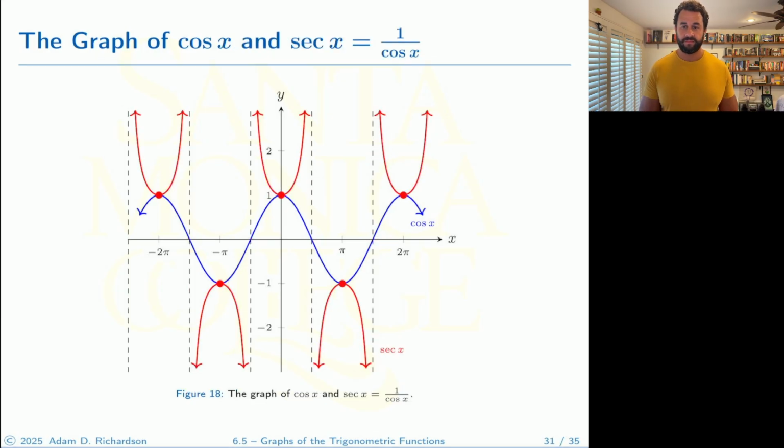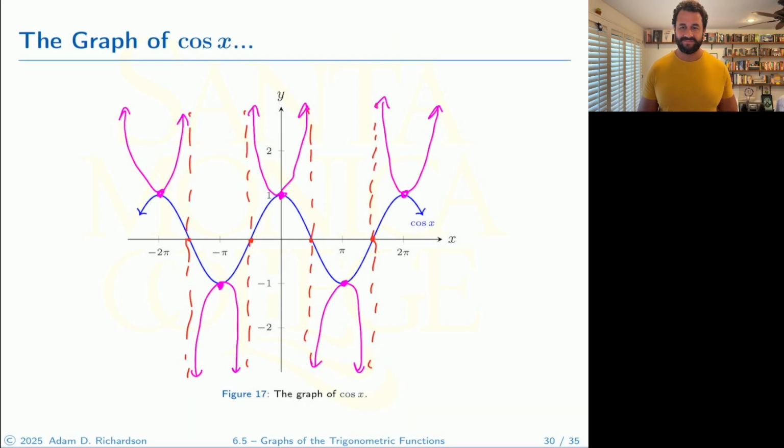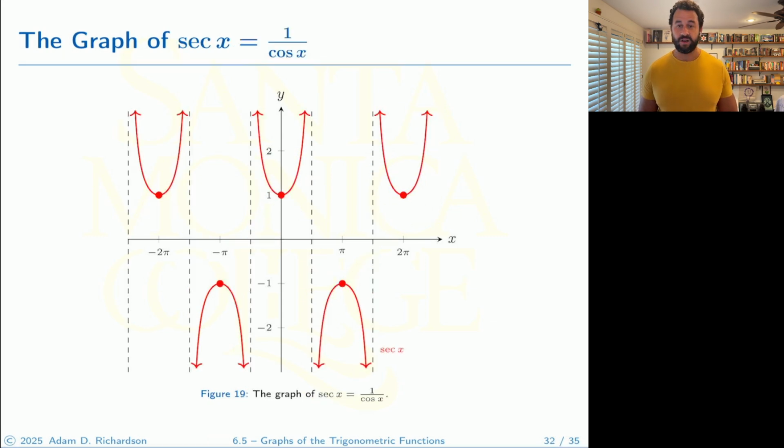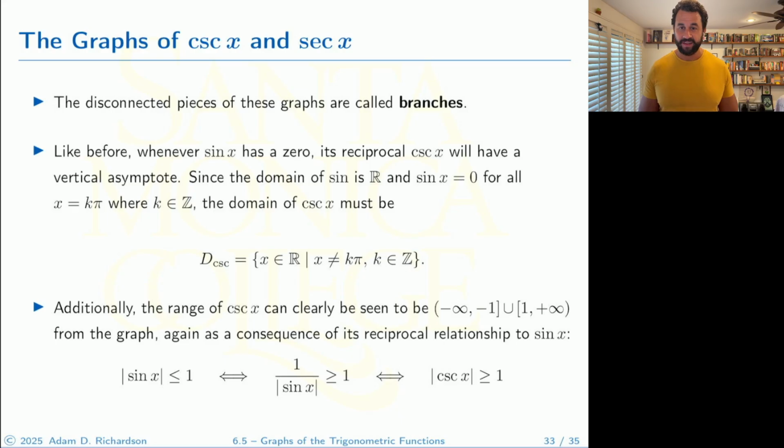Let's see how I did. Boom, there it is. And this is the graph of secant on its own. So that's pretty much it. Last little details about these things, those disconnected pieces of the graph that you saw are called branches. This is what I already said a bunch of times. Whenever sine has a 0, cosecant will have a vertical asymptote, and so on.